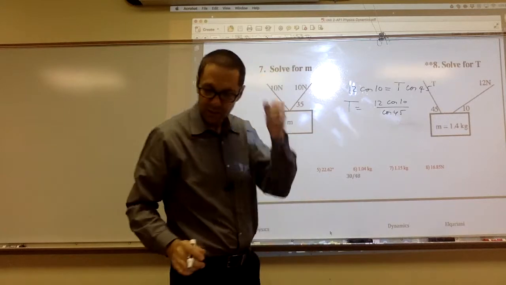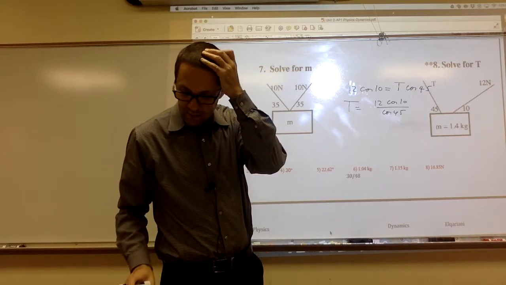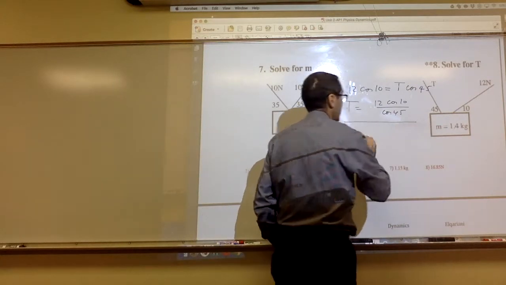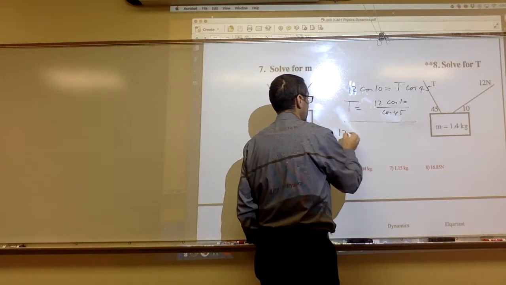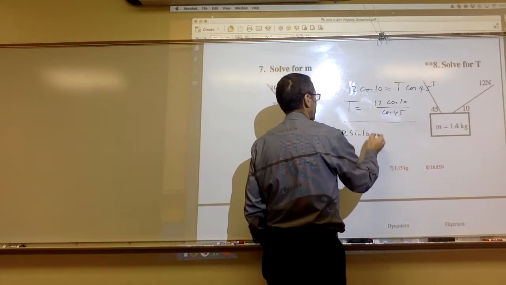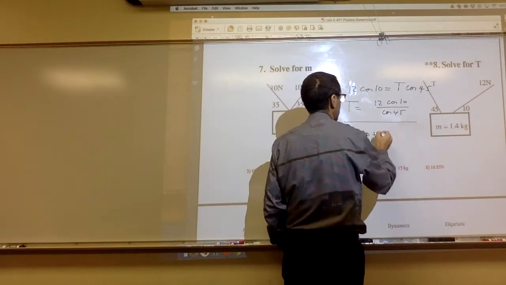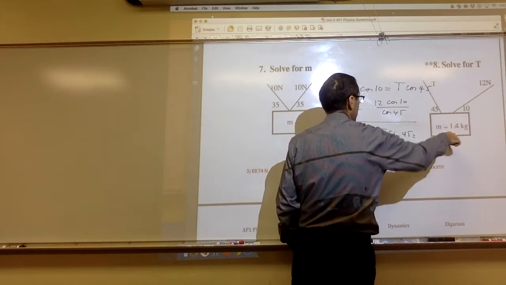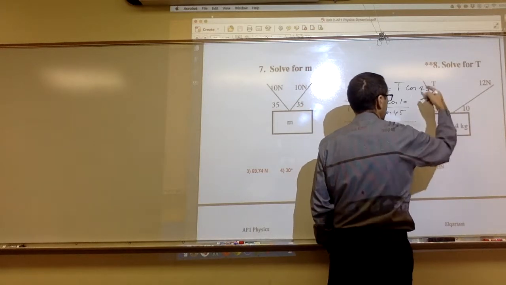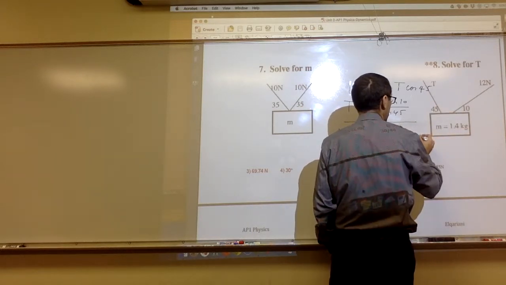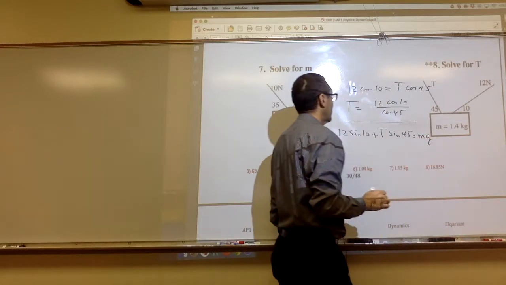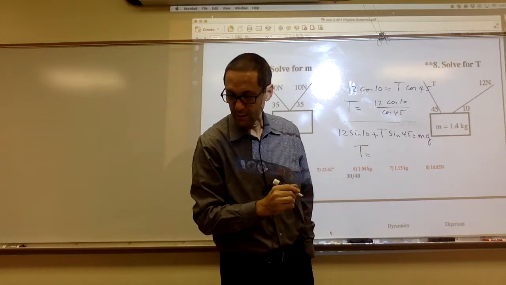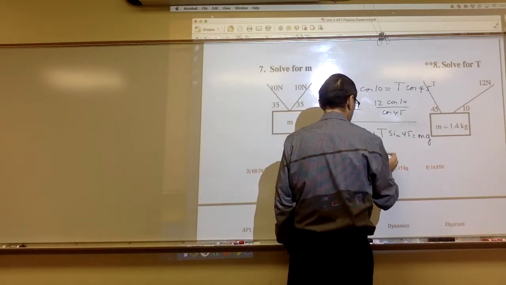Now, if you do it in the horizontal direction, we get 16.71. If we do it in the vertical direction, which has more terms, it is 12 sine of 10 plus the y component of T, which is T sine of 45, equals mg, because you have the tensions here. So mg, which is basically 14, and the T here will be about 16.85, which is about similar to 16.71.